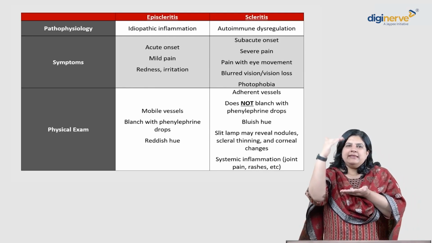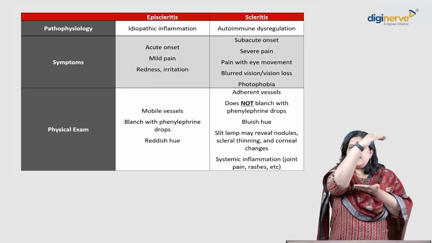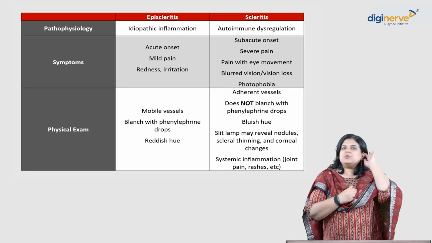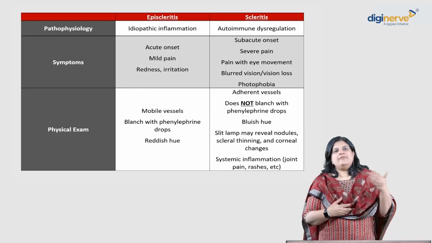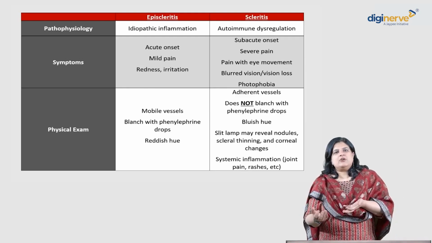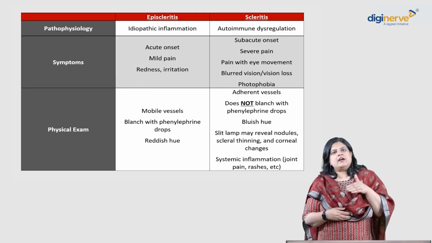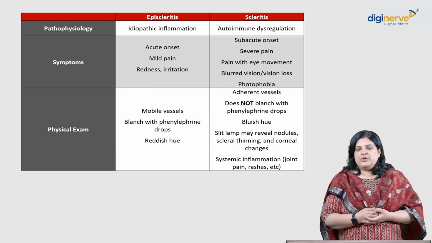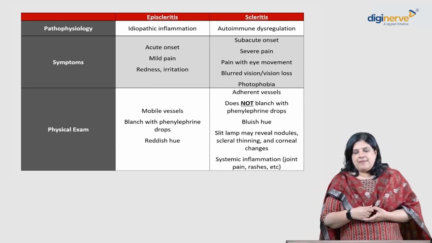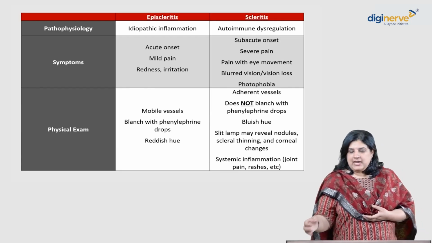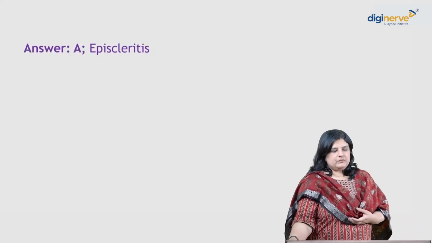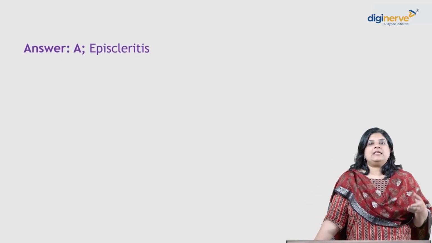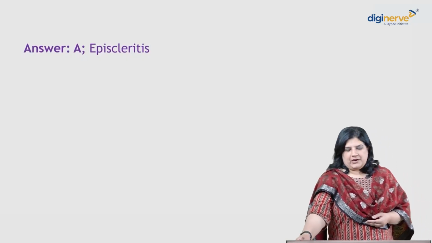Now remember, anything that is deeper, be it conjunctival vessels, episcleral vessels or scleral vessels, is not exposed to the ambient oxygen, and therefore it has a little bit of a component of deoxygenated blood and would appear a little darker in color. So deeper structures are darker in color, and therefore a scarlet or a bluish hue in patients with scleritis. Slit lamp may reveal nodules and scleral thinning in patients with scleritis. So the answer in our patient was episcleritis, because there was a significant blanching with phenylephrine eye drops.